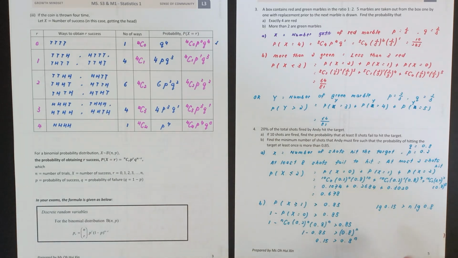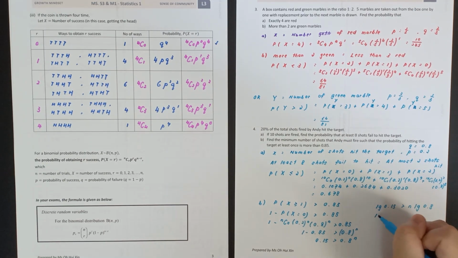Because it's a log, we cannot see this very clearly, so you need to use your calculator to find out what log 0.8 is first. If that log gives you a negative number, then you need to switch the sign. So log 0.8, you check with your calculator and you will get a negative number. Because of the negative number, now we need to change the sign. So log 0.15 divided by log 0.8, and n is greater than 8.50.